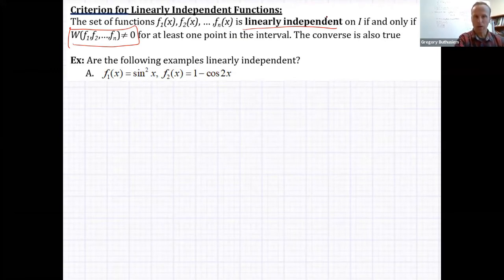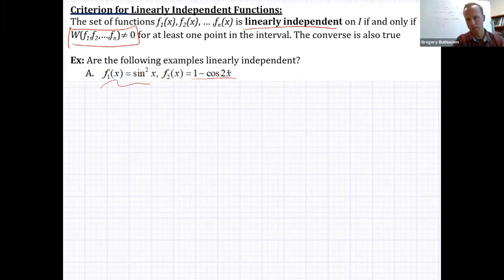So let's look at how we can calculate this with a couple examples. All right, so here's 2 functions. Rather than trying to mess around with them and turn one into the other, or get one to multiply by something to get to the other one, to see that they're multiples of each other, we could simply plug these into that Wronskian, find the determinant of that matrix, and right away it'll tell us they're independent or they're dependent. All right, so let's look at this example.